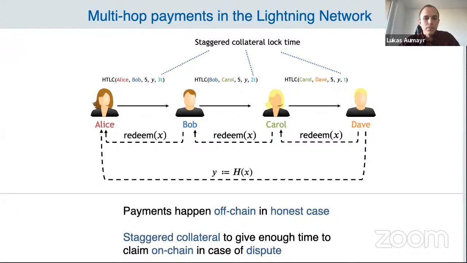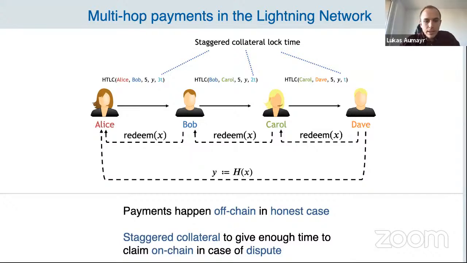Another thing I want to point out is that these types of payments require a staggered collateral lock time, meaning that the lock time is linear in the path length. And why is this the case? So normally in the case that we have honest users, the payments are settled off-chain. So what they would do is, for instance, Dave shows Carol the pre-image X, and they would honestly update their channel to represent the new balance where the 5 coins have moved from Carol to Dave.